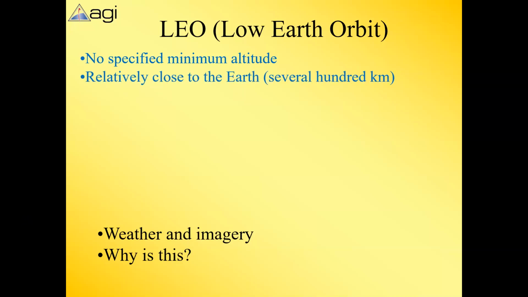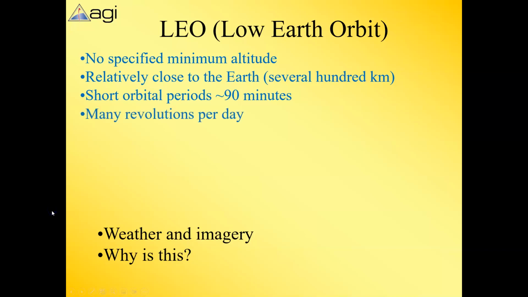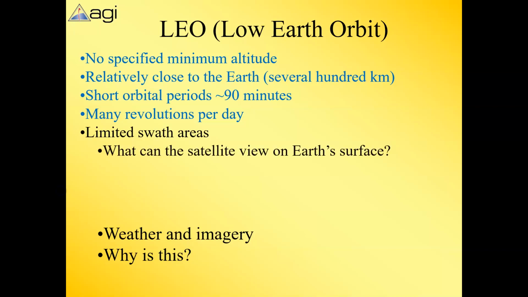But it is relatively close to the Earth, so we're talking several hundred kilometers. And it has a short orbital period of about 90 minutes, so it can make its way around the planet in 90 minutes. And so you can have many revolutions around Earth during a 24-hour period. It has limited swath areas, though, since it's pretty close to the Earth. You're not going to get a lot of inclination.